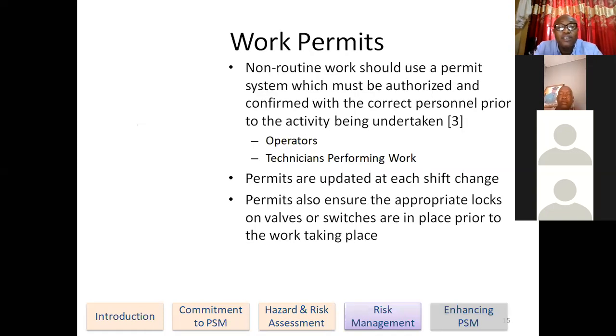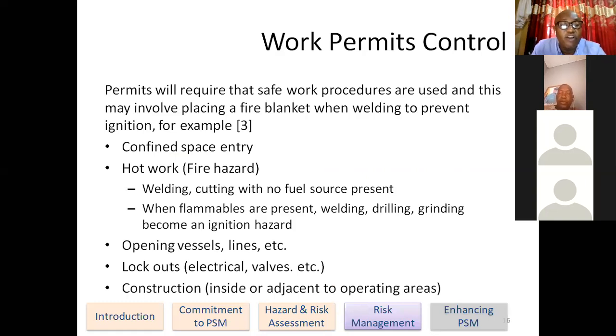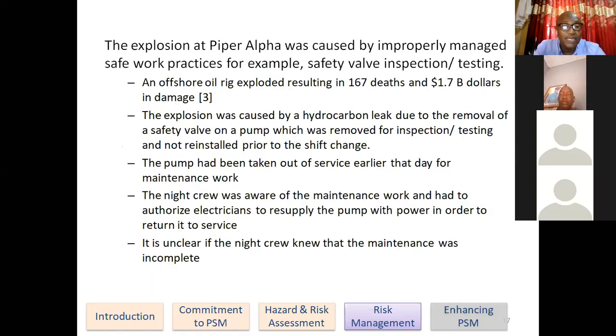And I made mention that there is some work that you want to do that a permit must be what? Issued. A permit must be issued before people carry out work in a confined space. If you are carrying out hot work, if you are welding or you are working in a flammable place, you need a permit. If you are working in an open vessel or a vessel line, work that requires lock out and tag out, also some construction works, you need a permit to carry them out.